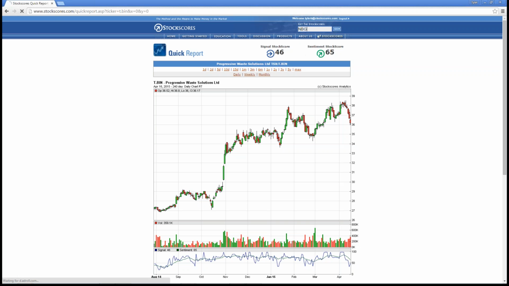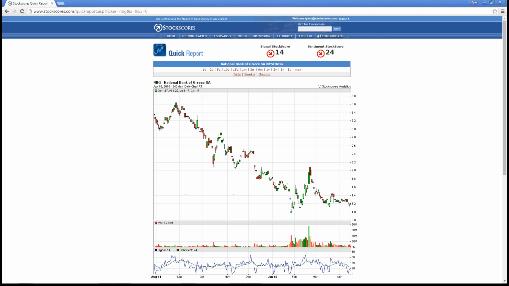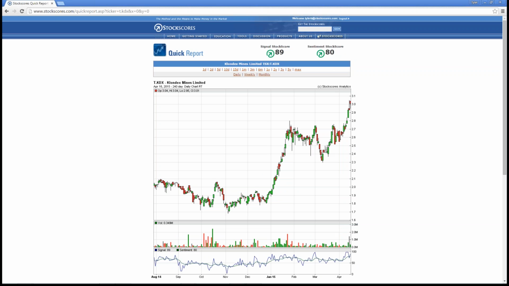NBG. This is to avoid. The sellers are in control. Look at the sentiment stock score, very weak. You want to avoid, for position trades anyways, stocks that have a sentiment stock score of less than 60. KDX, good hold. Wouldn't buy it here, but if you own it, I would stick with it.